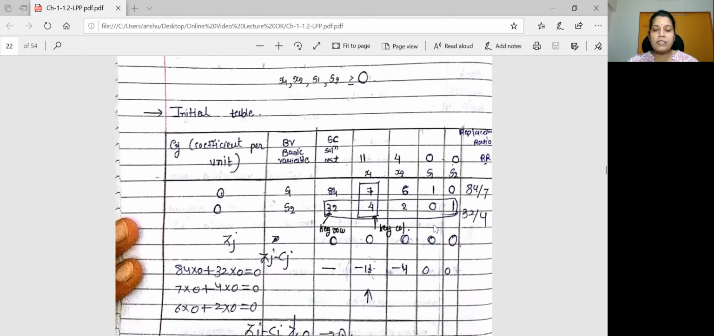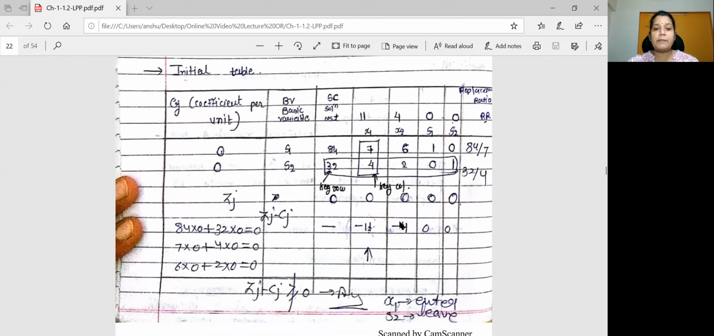I hope this is clear to you. So again, for s1 and s2, what do we write in the Cj column? For s1 and s2, we write 0, 0. Why do we write 0, 0? Because in our objective function the coefficients of s1 and s2 are 0, 0. So we write 0, 0. This is our initial table.